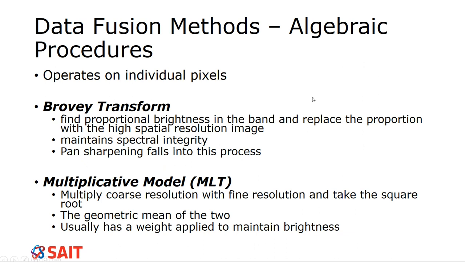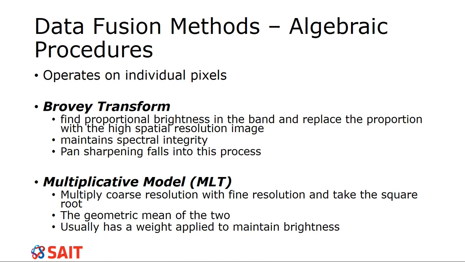Then the second type of methodology for data fusion is algebraic. This one operates on individual pixels rather than the whole thing at once, where the other one is like, okay, I'm going to take out a band and put in a band. This time around, I'm going to look at every individual pixel. There's 2 that I talk about here in this class. There's obviously many more. The first one is the Brovey transform.